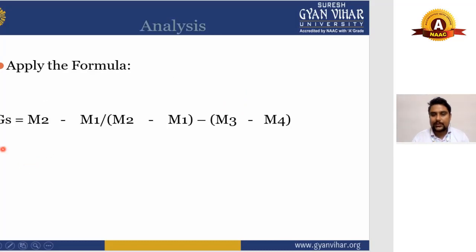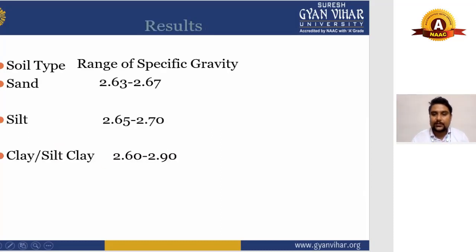Now here is the formula given. The formula is Gs equals (M2 minus M1) upon (M2 minus M1) minus (M3 minus M4). You have to put your values in this formula, and after putting data in this formula, you can easily determine the specific gravity of soil.